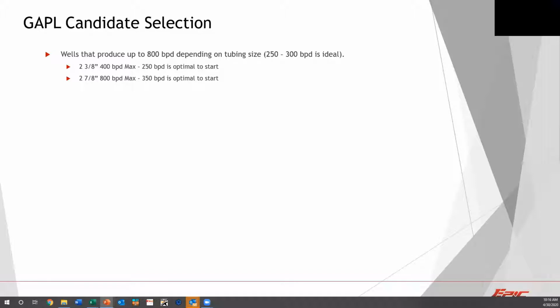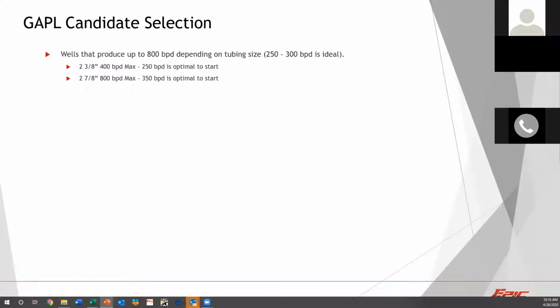So now we can take a look at candidate selection. It all starts by looking at fluid rate versus total gas. Ideally, we're going to be looking for wells that are producing about 250 to 300 barrels per day max to start with. However, it is possible to lift up to about 400 barrels in 2 3/8 tubing and about 800 barrels in 2 7/8 tubing.